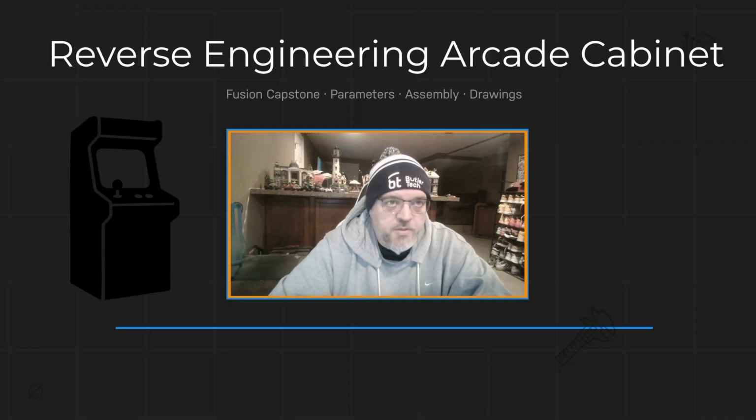Welcome to part 3 of our reverse engineering arcade cabinet project. Today we're focusing on parameters. By the end of this video, you should be able to do two things. Number 1, create and modify a parameter table in Fusion, and number 2, use Insert Derive to apply those parameters to a new part. Before we jump into Fusion, let's talk about what parameters actually are and why they matter.